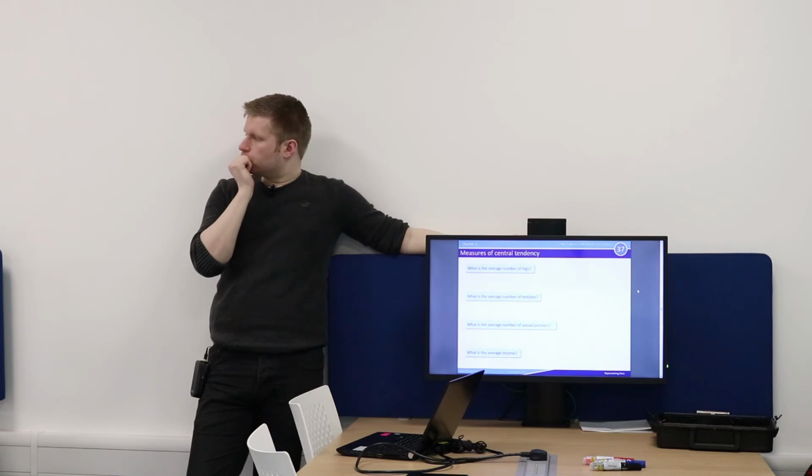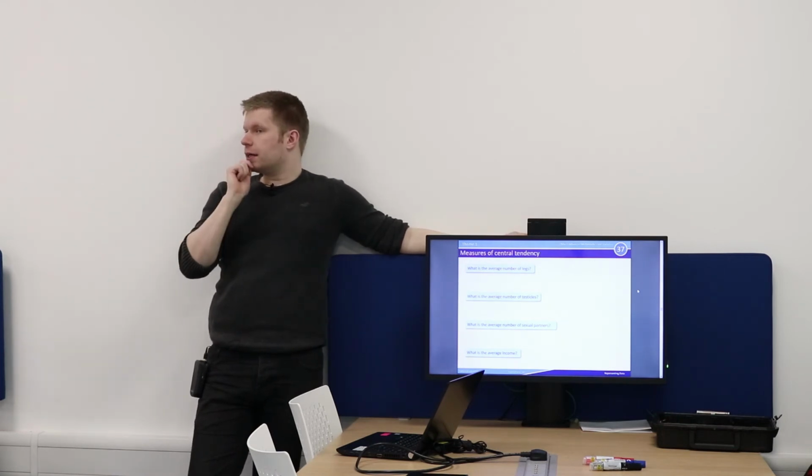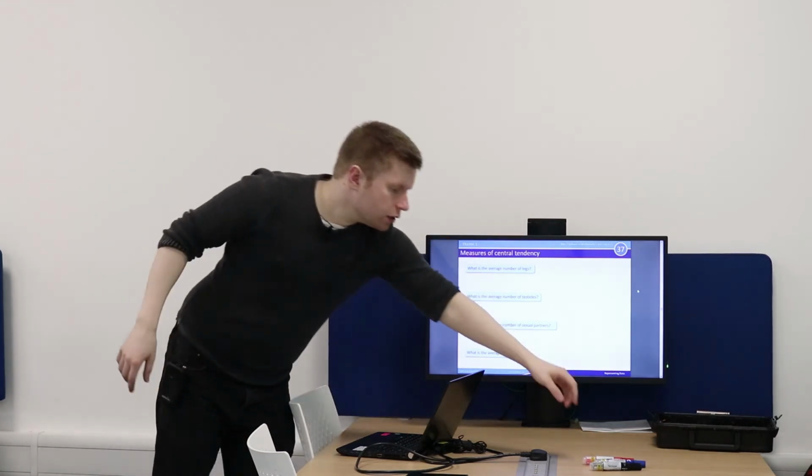What would the mean number of legs be, though? 2. No, wait. Yeah, it's going to be less than 2, right? Why has it got to be less than 2? Because not all people have 2 legs. Exactly right, yeah? So in fact, we can illustrate this on the board, okay?